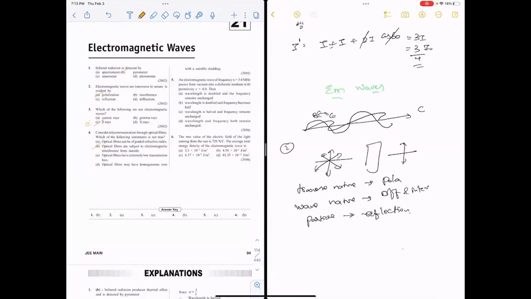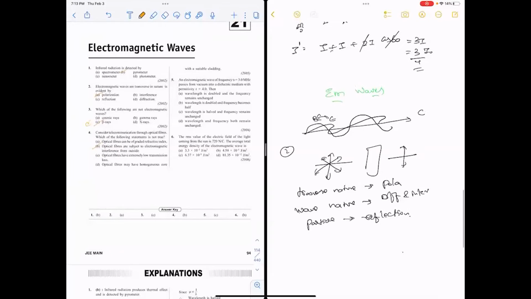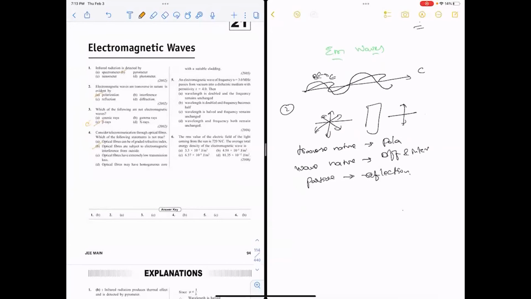Next one. An electromagnetic wave of frequency 3 megahertz passes from vacuum into a dielectric medium with permittivity epsilon r equal to 4. Then wavelength is doubled, the frequency remains unchanged? Or wavelength is doubled and frequency becomes half? Or wavelength is half, then frequency? So first we have to find out the refractive index mu.